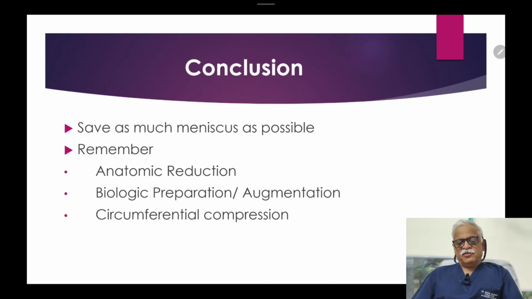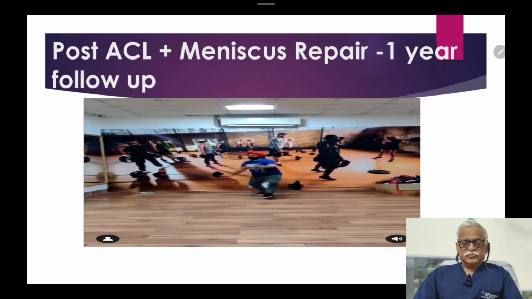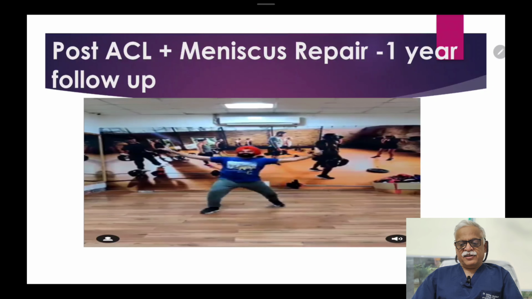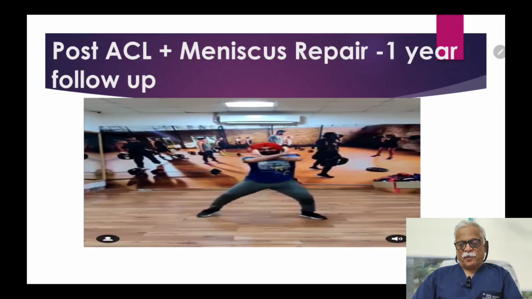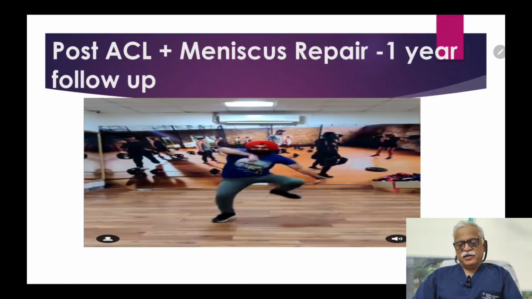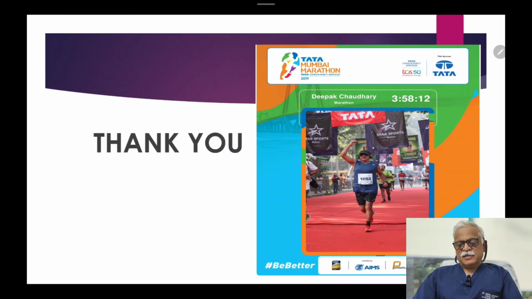So in conclusion, one must save as much meniscus as possible. Remember the ABC of meniscal repair: anatomical reduction, biological preparation, circumferential compression. And this is a patient who underwent the ACL and meniscal root repair, at 1 year follow-up, and the patient is a professional Bhangra dancer and quite satisfied.